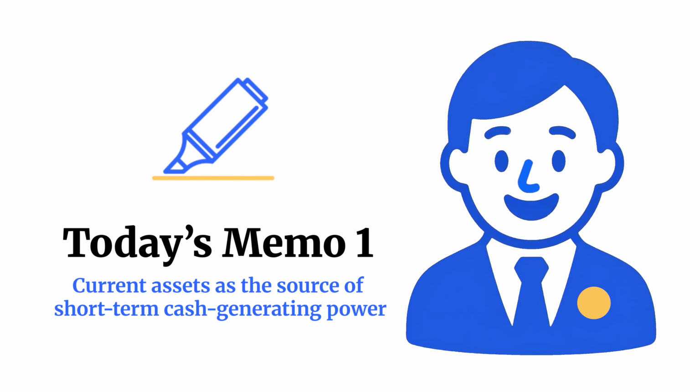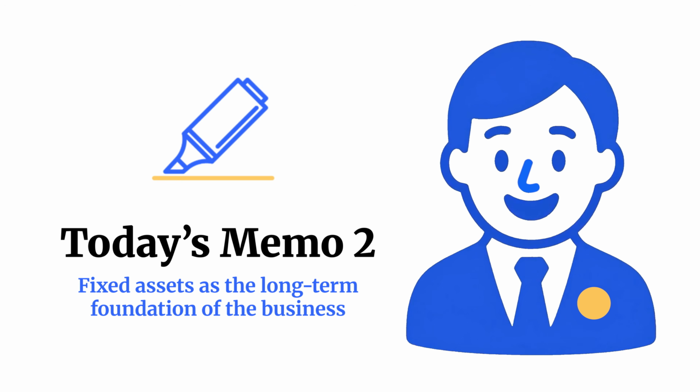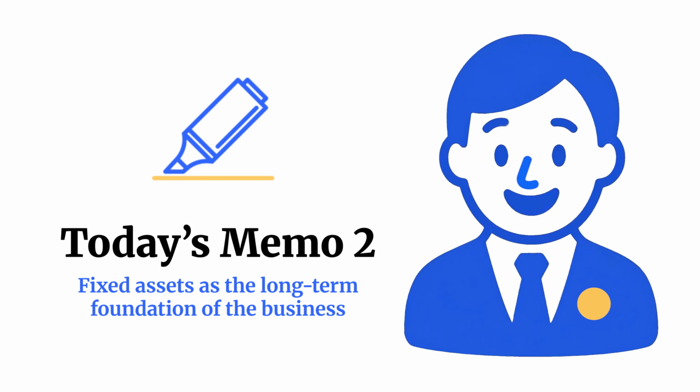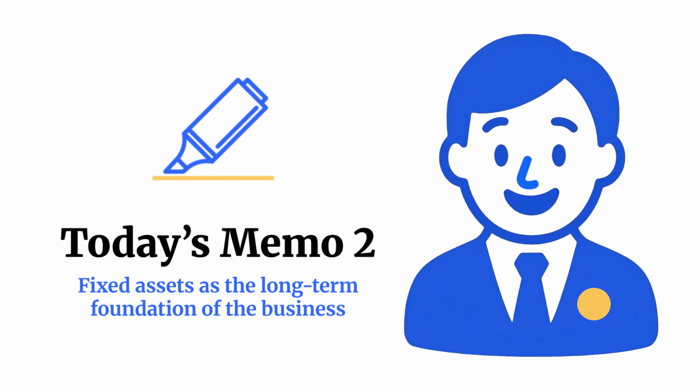For example, machinery purchased 10 years ago may still be recorded at a high value on the books, even though it is now outdated and nearly worthless. Similarly, real estate may have declined significantly in value since acquisition. If these losses are overlooked, they can lead to substantial write-downs after the acquisition.